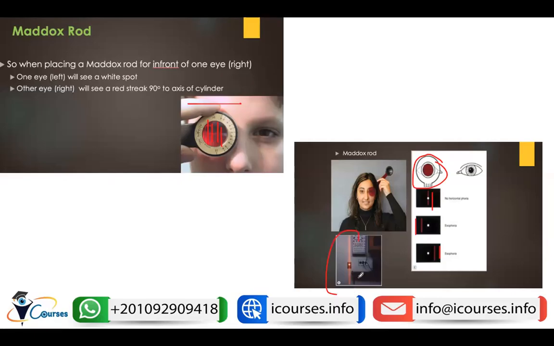Here you can see exactly what we see if we place the Maddox rod in front of one eye, because the Maddox rod is a dissociative eye test, making the right eye see a spot of light and the left eye see a streak of light. If both coincide, then this patient doesn't have any heterophoria and the eyes are orthophoric. They are aligned well. But if the streak of light is displaced from the spot of light, then this patient has heterophoria.